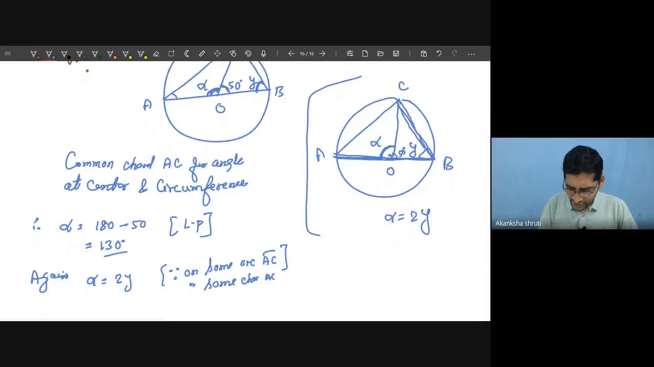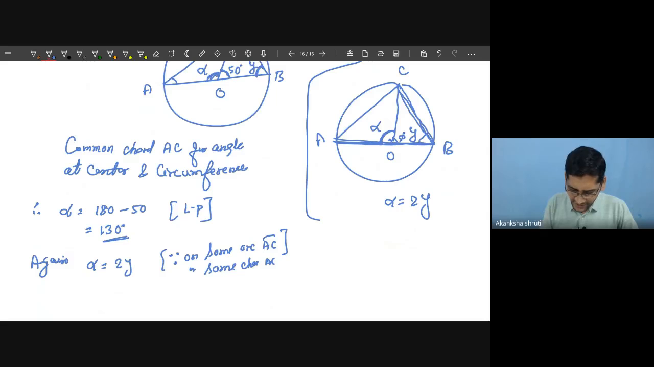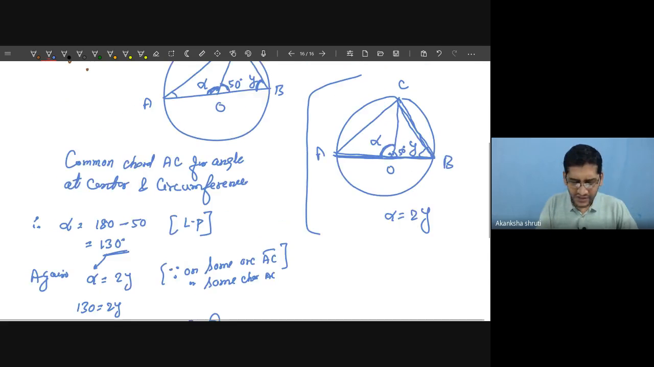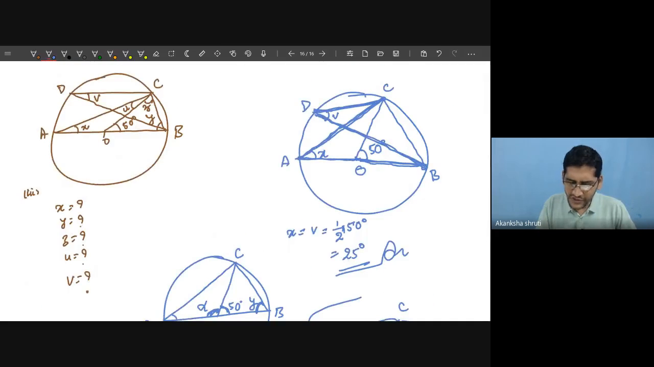So alpha we have calculated. Okay, students, so just substitute this alpha here. So 130 is equal to twice of Y. So Y is 1 by 2 of 130. Go for dividing it. It becomes how much? Yes, 65 degrees. So this way this Y is calculated. So it's so simple, students. You have to just observe it carefully.